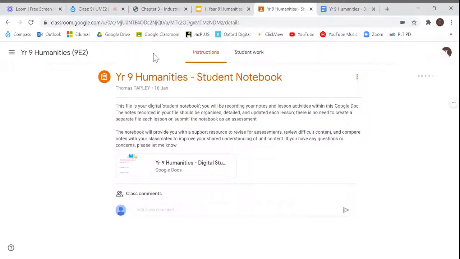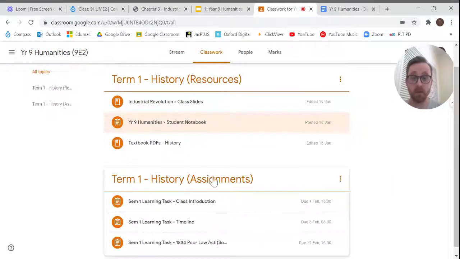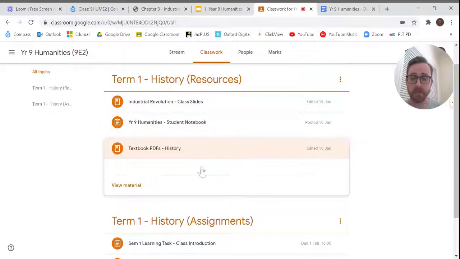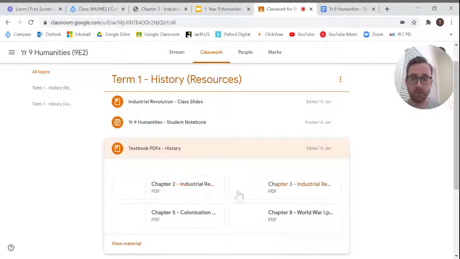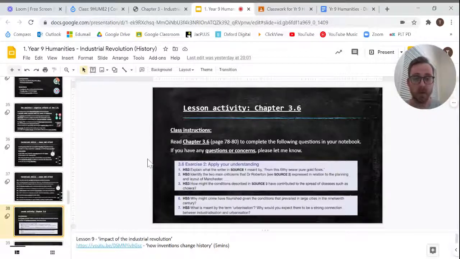Or again, you guys should know by now that we've also got the resources in Google Classroom. So textbook PDFs. And we're looking for chapter 3, Industrial Revolution Impact. So we're looking for chapter 3.6, and we're completing the following questions in either your physical or digital textbook or notebook, and I'll be checking them throughout the week, or hopefully on Thursday when we go back to school. Where's the actual chapter? Here it is.